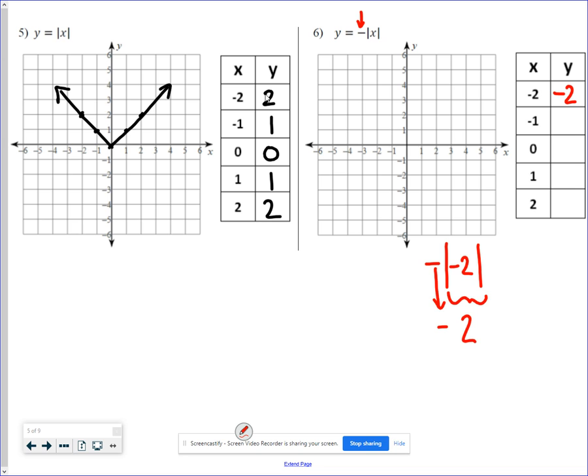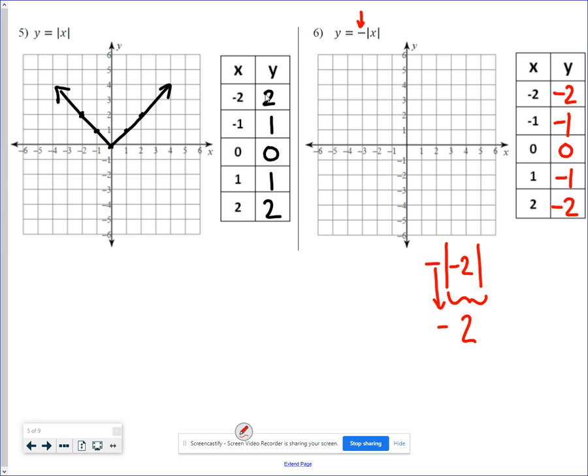So the absolute value of -1 is 1, but then we keep that negative out in front. That's a -1. Well, the absolute value of 0 is 0. -1 times 0 is still just a 0. The absolute value of 1 is 1, but the -1 out in front is going to make that into a negative. And the absolute value of 2 is 2, but the negative out in front makes it a negative.